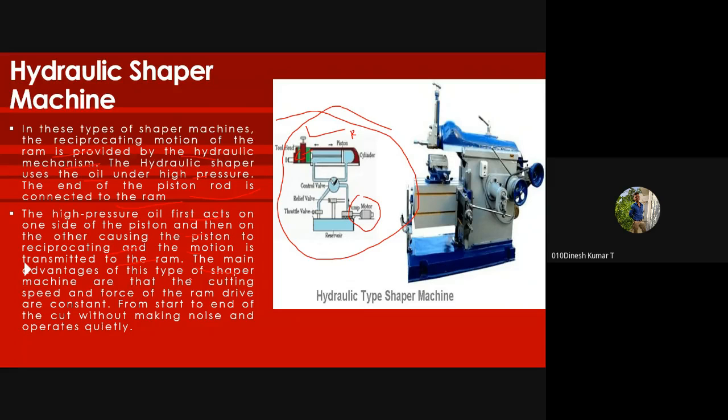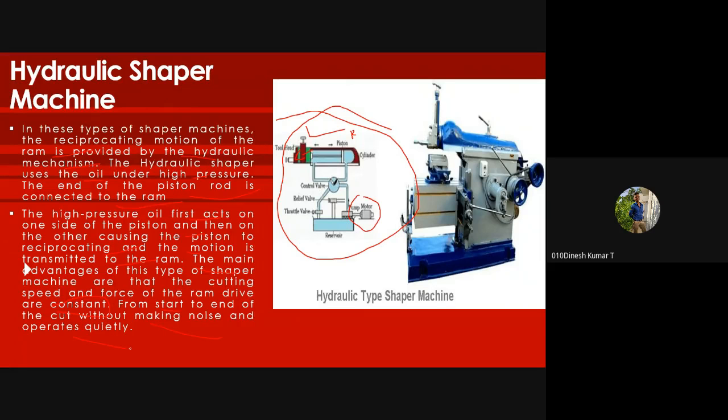The main advantage of this type of shaper machine is that the cutting speed and force of the ram drive are constant. It is constant because the rate of flow of oil is constant from start to end, without making noise, and it operates quietly.